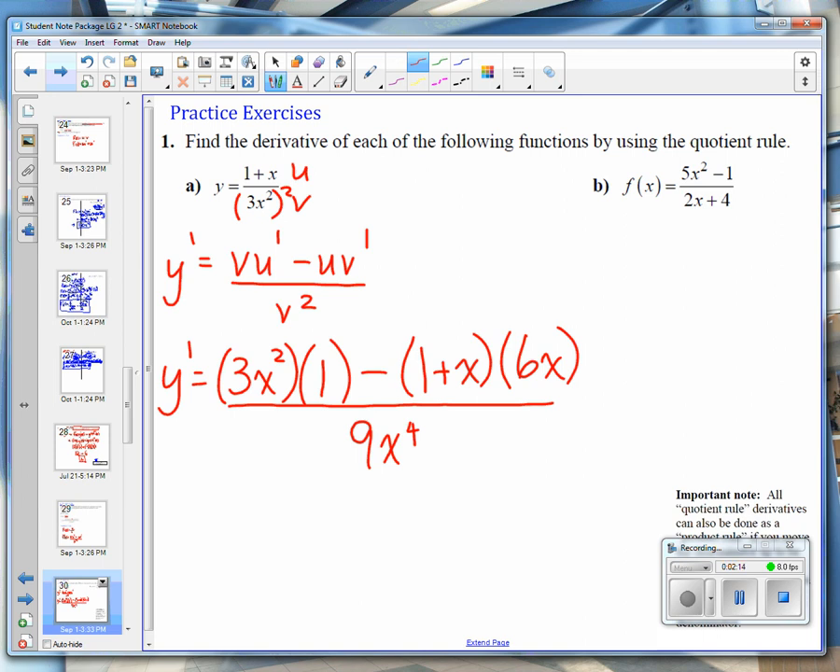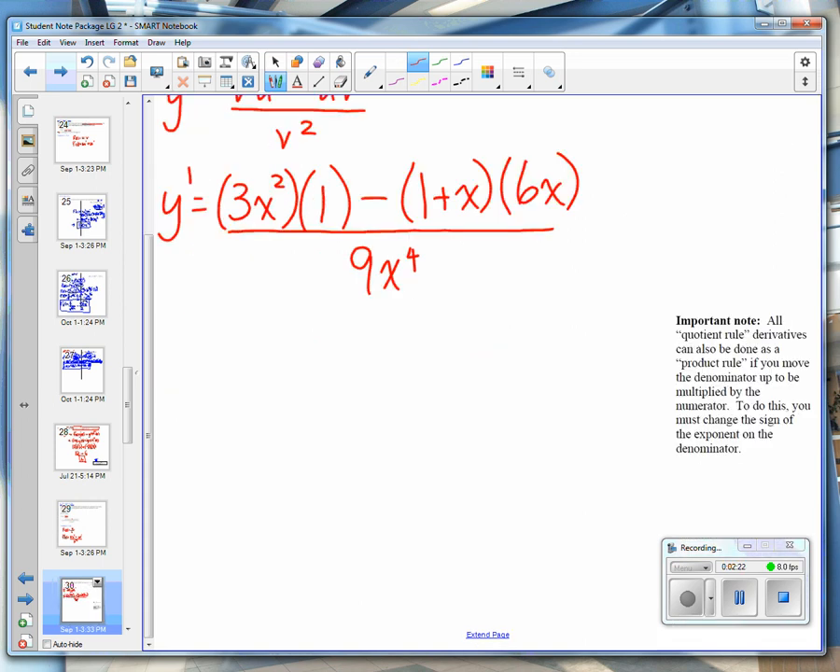All right, so that's the main step. If you don't get that one, the rest of it's obviously going to be wrong. So you just want to make sure you do that carefully and properly. And now all it is is expressing this in a simplified way. So 3x squared times 1 is just going to be 3x squared.